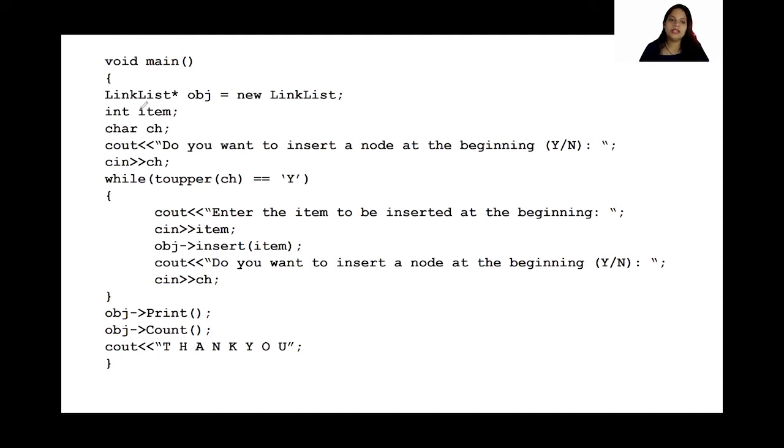So in the main, initially I'm creating the object of the class linked list. We know that as soon as I create an object, what is going to happen? The start is going to get initialized to null, right? Next, I'm creating another data item, a character ch. Now I'm saying, do you want to insert a node at the beginning? Whatever value you say, yes or no, it is going to get stored in ch.